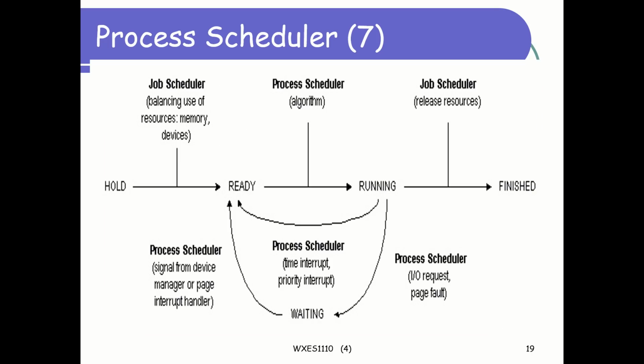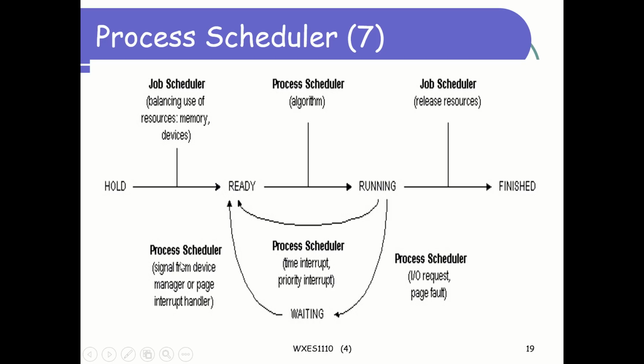So here you have a job scheduler balancing use of resource, memory, and device. This is what a job scheduler task is. Then you have a process scheduler algorithm, and then you have a job scheduler. When finished, it releases the resources. So you have hold, ready, running, finish, or waiting. So when it's ready, it can be run, and then after that, it can be completed.